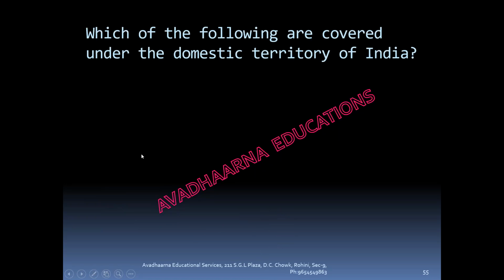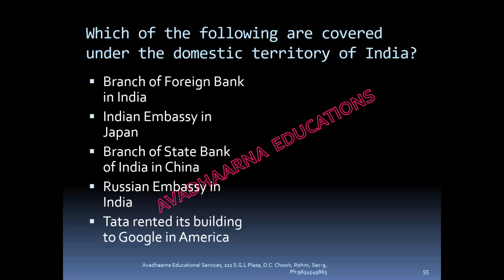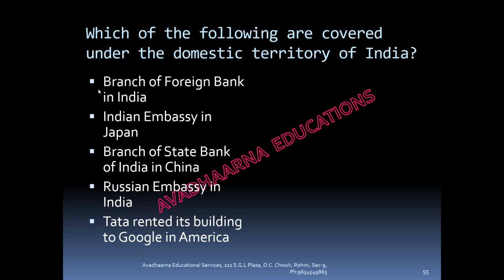Now again, which of the following are covered under the domestic territory of India? Branch of a foreign bank in India. Now, if it is in India, then that is going to be a part of the domestic territory of India. Then, Indian embassy in Japan. The Indian embassy is inside Japan, though it is in the domestic territory of the country of Japan, but the area occupied by the Indian embassy in Japan will be included in the domestic territory of India.